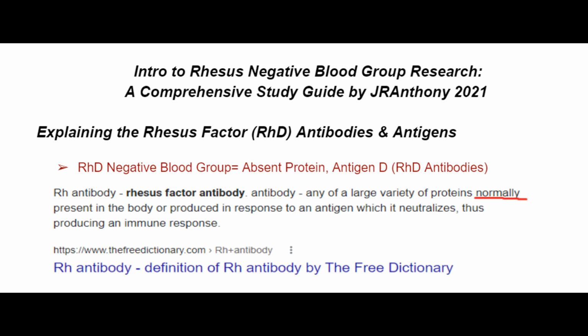RhD negative blood group is absent the inherited protein, antigen D, which means that the Rh negative blood group has the RhD antibodies. Rh antibody, rhesus factor antibody, is any of a large variety of proteins normally present in the body or produced in response to an antigen which it neutralizes, thus producing an immune response.